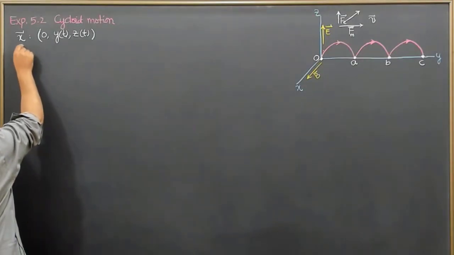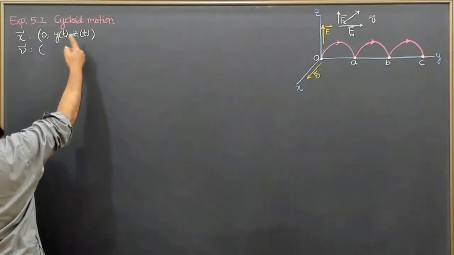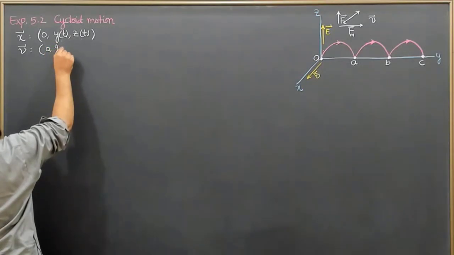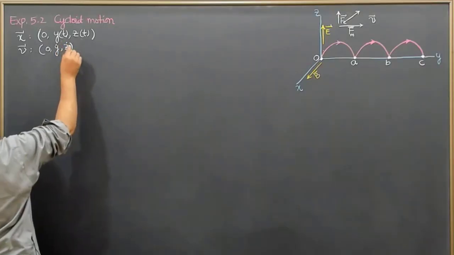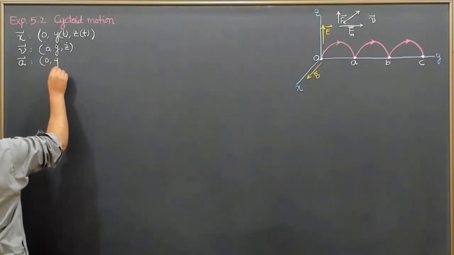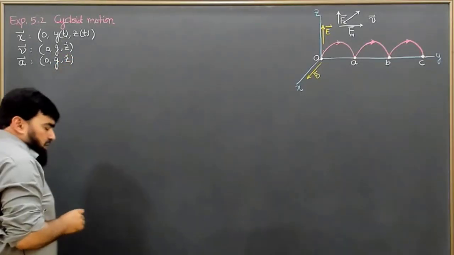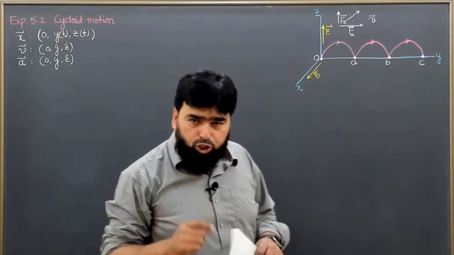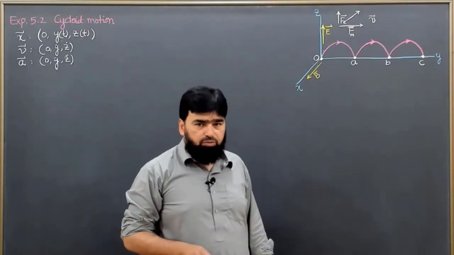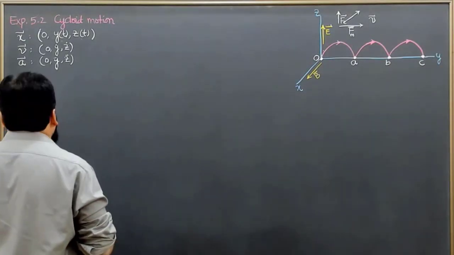Then we have velocity. The velocity will be the derivative of this with respect to time, so I'm writing 0, y dot, z dot, as per your book. And the acceleration will be 0, y double dot, z double dot. So we have the position, the velocity, and the acceleration, and now we are in a position to calculate the magnetic force.